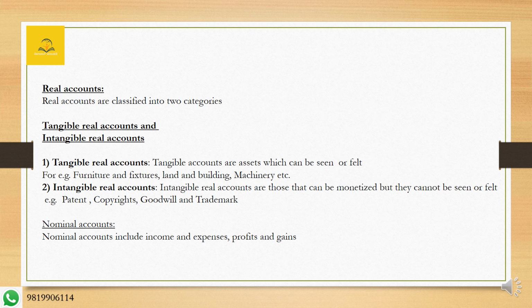So for example, the other transactions that are taking place in a business is wages given to workers. Okay, this is also a transaction that has happened to the business. Rent paid, electricity charges, other expenses. All these expenses that are incurred in running the business will fall under the definition of a nominal account. Basically, it deals with income and expenses, profits and gains. So if I say profit from sale of old furniture, this profit will come under the category of a nominal account.